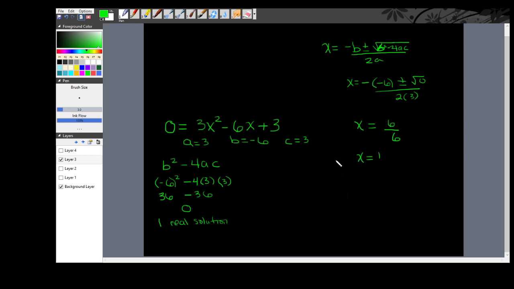So now this parabola, if I were trying to graph it, we know it has one real solution, and that solution is at 1 on the x-axis. So this parabola touches here. And then because a is positive, we know it opens upwards, so it's going to look roughly like that.